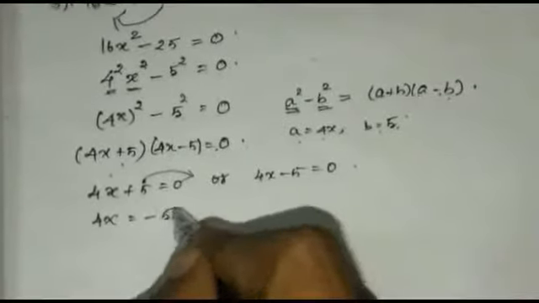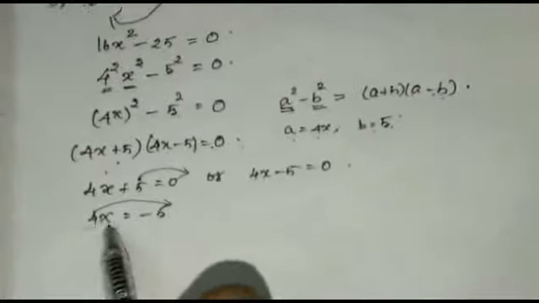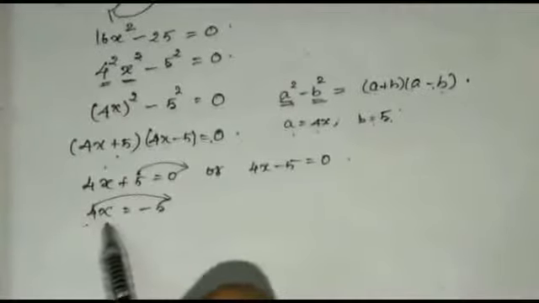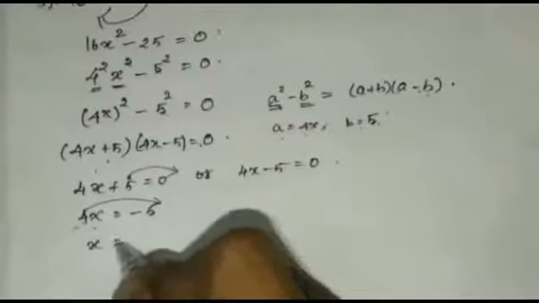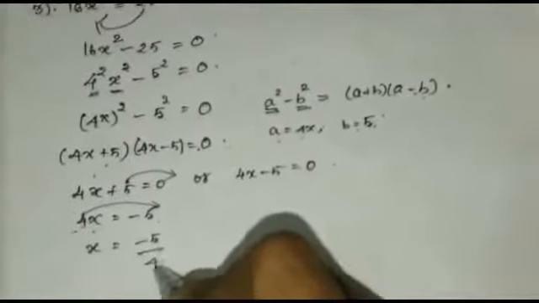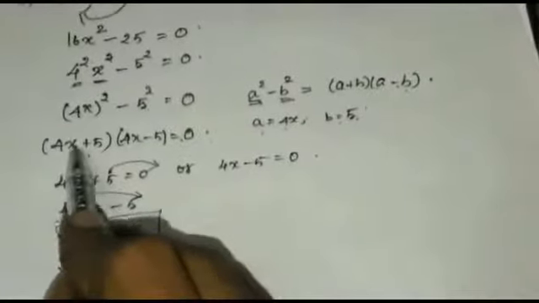4x is equal to minus 5, and then transpose 4 to the other side. 4 is along with x in the form of multiplication. If you are transposing 4 to the other side, it will become division. So minus 5 by 4. So this is your x value for one linear factor, right?